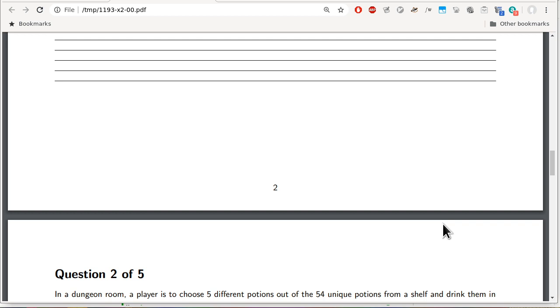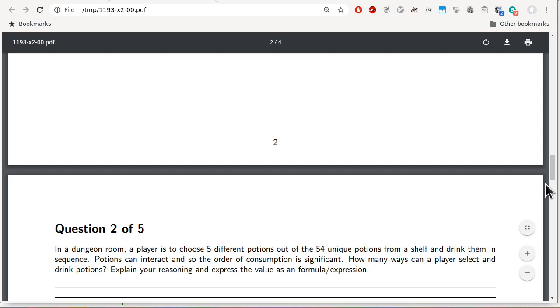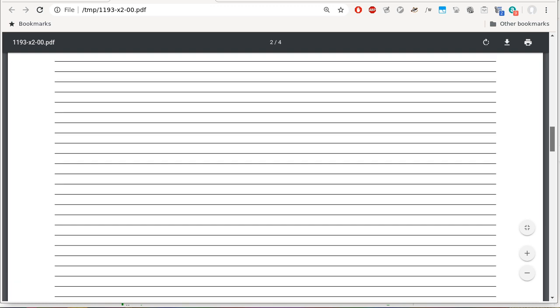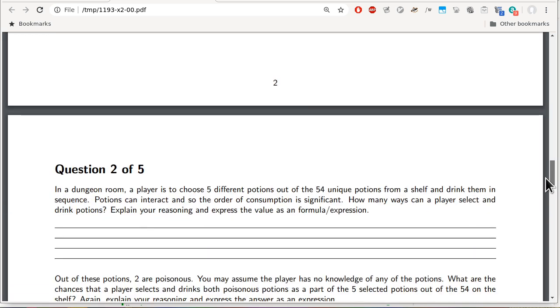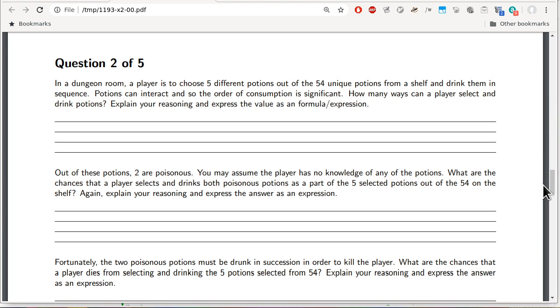from exam 2 from last year, you can ignore question number 1 because question number 1 we cover already in our own second exam, so we don't have to worry about that. And then the second question is related to counting. In a dungeon room, a player is to choose 5 different potions out of 54, blah, blah, blah, blah.